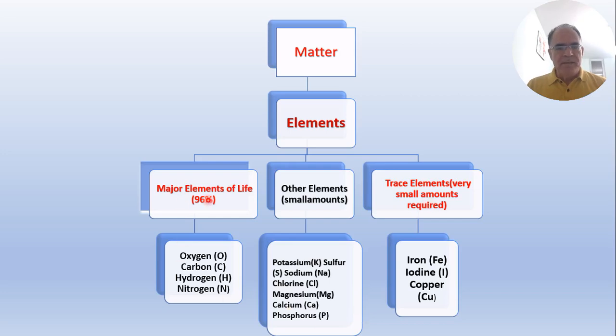For example, we can see in these pictures the major elements such as oxygen, carbon, hydrogen, and nitrogen. These four elements make up 96% of our body or living organism. Small amounts include potassium, sulfur, sodium, chlorine, magnesium, calcium, and phosphorus, and the trace elements such as iron, iodine, copper, molybdenum, and some others whose amount in our body is very low.